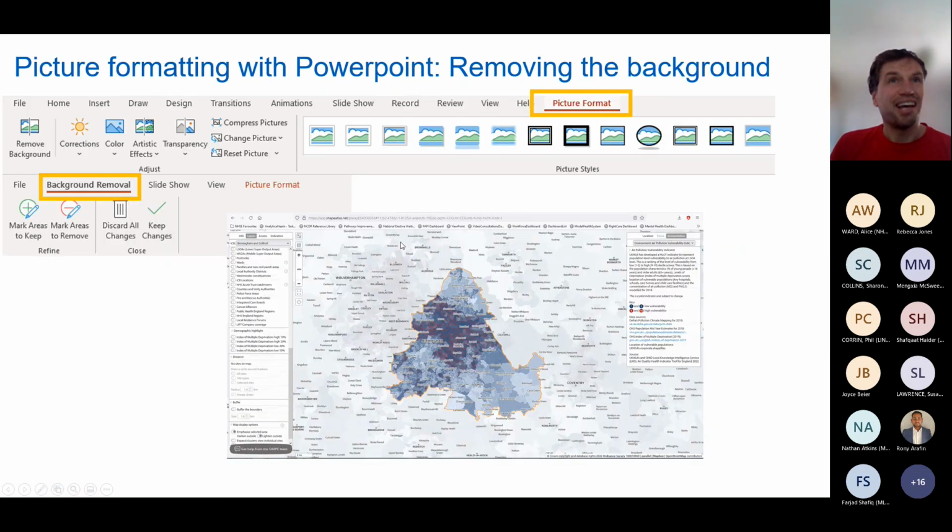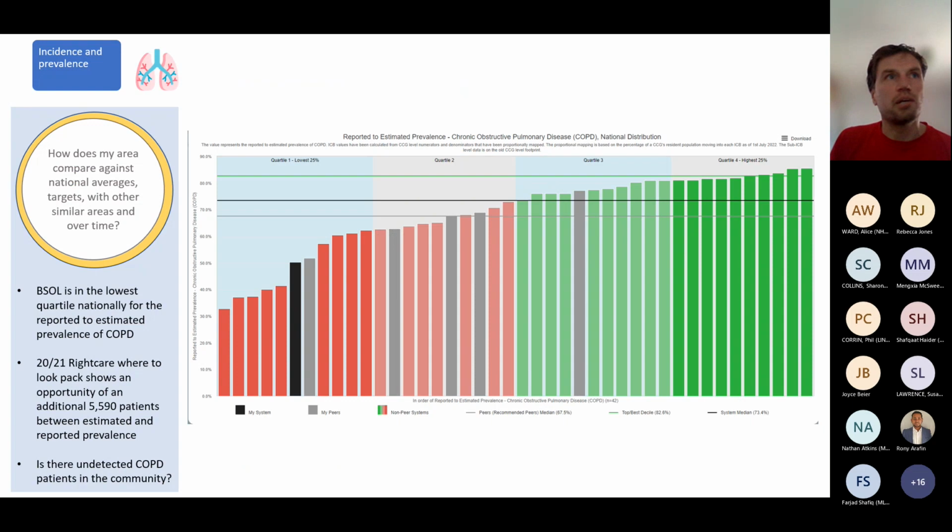And then just a little trick that I use. There is a tool to select backgrounds to format pictures in PowerPoint. Just go to picture format, background removal, and that's a cool way of emphasizing your images and playing around with your images that I use quite a bit.